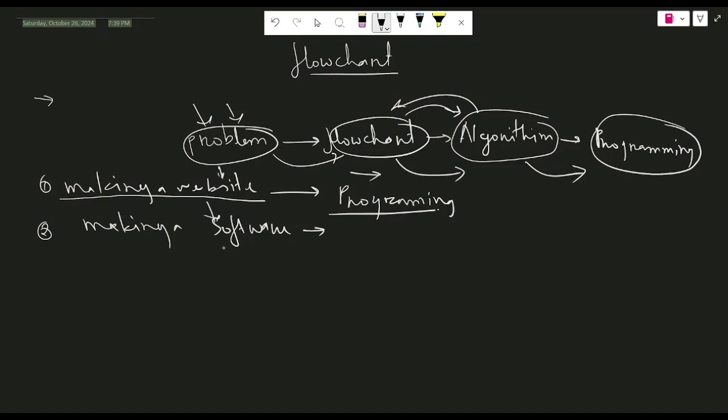In a flowchart there are particular diagrams. First of all, you can consider flowcharts like this: you have an input, then a process, then an output. First we have an input, then we go for the process, then it delivers us a result. In this process there are certain diagrams which we use in the flowchart.